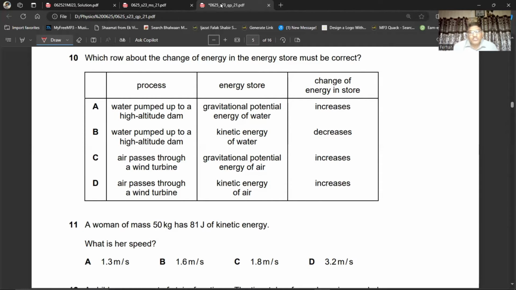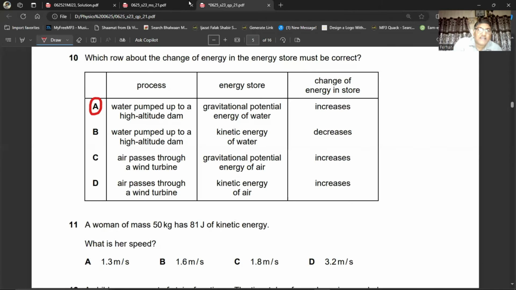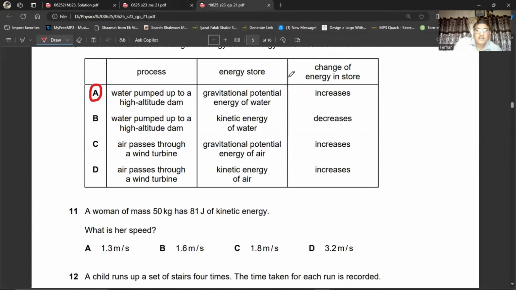Okay, so the best answer to me looks like water pumped up to a high altitude dam, where you take the water up. So obviously the gravitational potential energy of that water will increase. To me, it looks that A is the perfect answer. So let's see. Question number 10, A is the right answer, sir. This has some doubts in it, because kinetic energy depends upon the speed, and we are not sure about the speed.